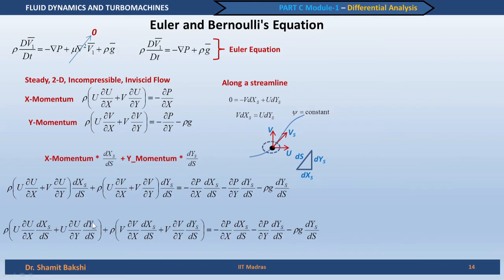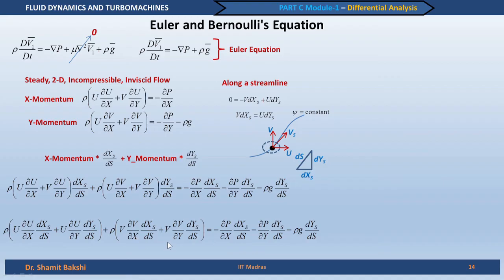Now if you look at this full expression, you can take u outside the bracket and write this as rho u times del u by del x into dx by ds plus del u by del y into dy by ds. This is the chain rule of partial differential equations, and if we apply that rule, we can write this simply as du by ds. That is what we wanted to get, that means we wanted this equation rewritten in the streamline coordinate system.